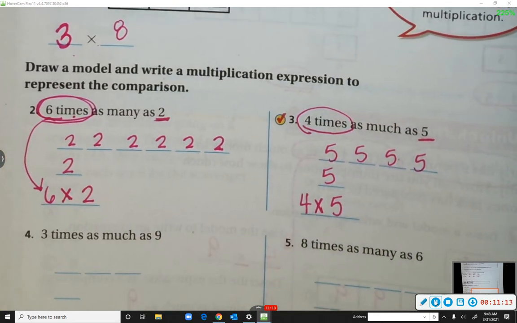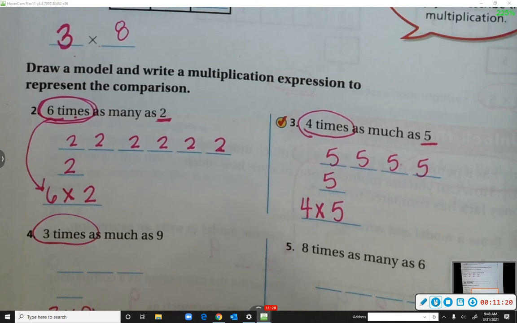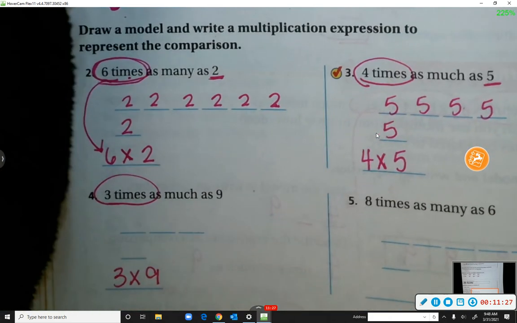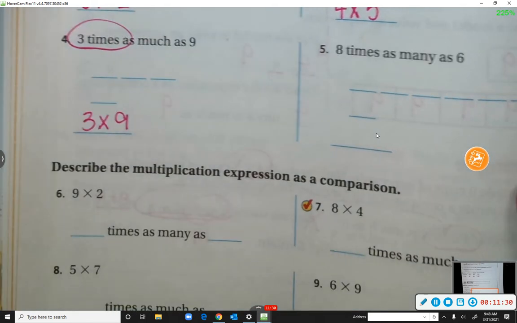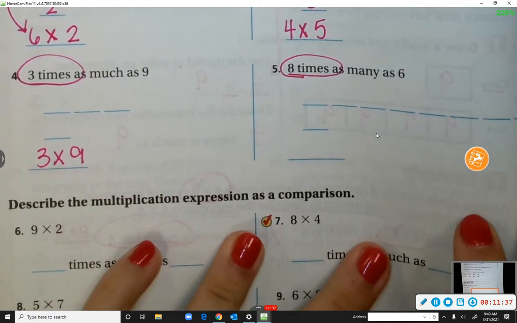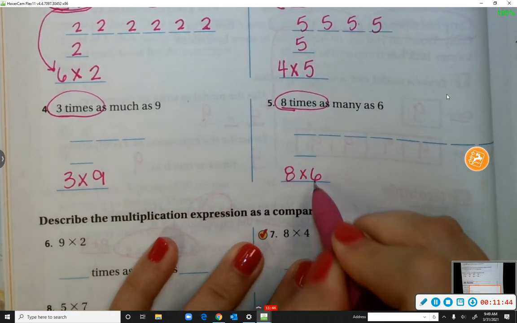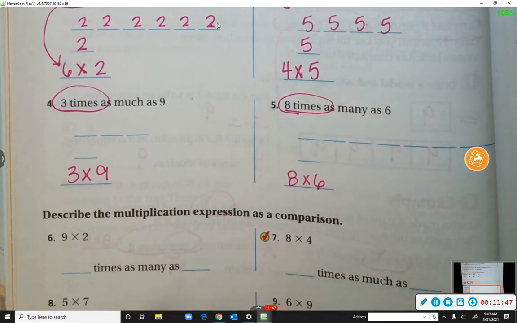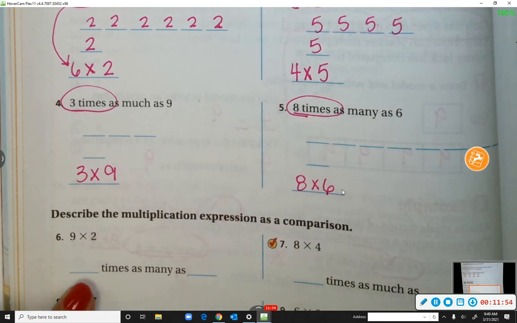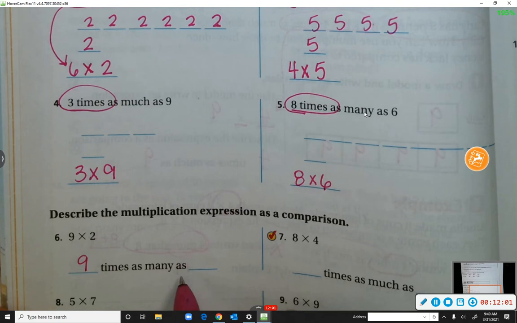3 times as much as 9 means what? 3 times 9. Okay, 8 times as many as 6 means what? 8 times 6. Okay, now let's do it backwards. Let's start with a multiplication sentence, and we need to write it as a comparison. 9 times 2 means 9 times as many as 2.